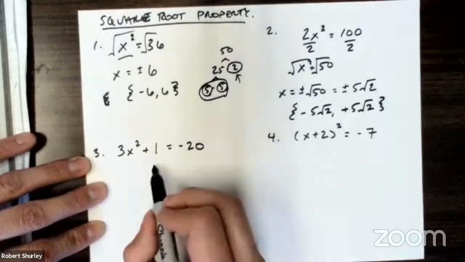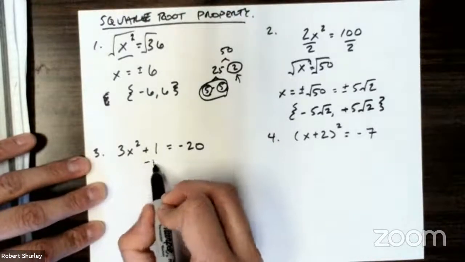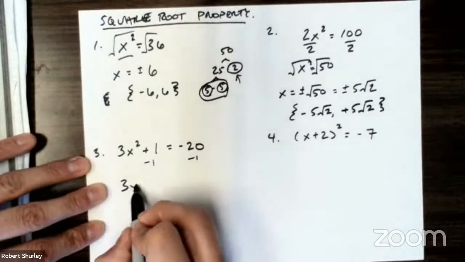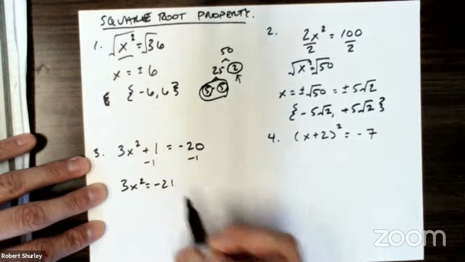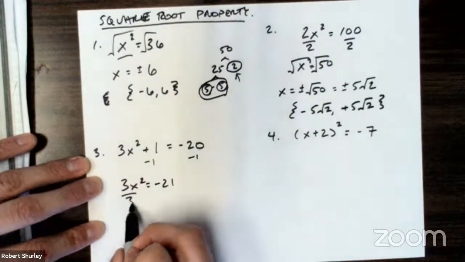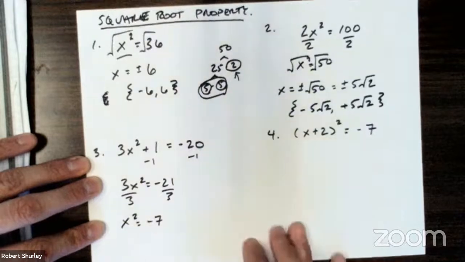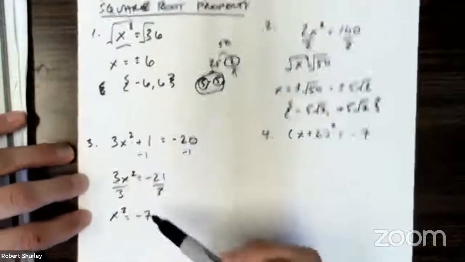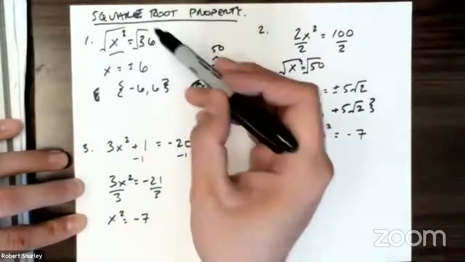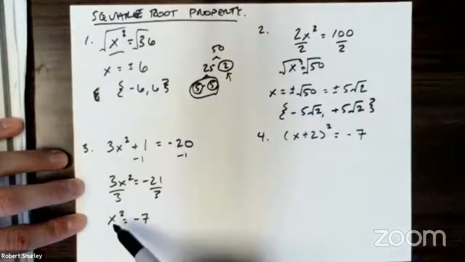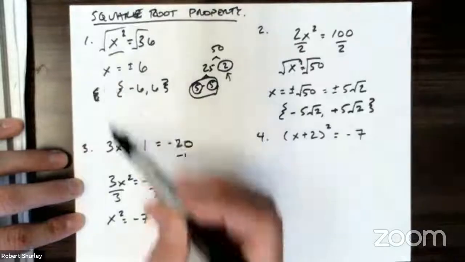So let's look at this second to last one. Subtract the 1. I wind up with 3x squared equals -21. Divide by 3. I wind up with x squared equals -7. Again, so now I've really made it into this form, right? The goal is to get the x squared by itself. That's happened on all three of these.